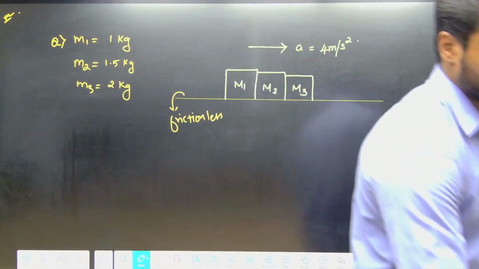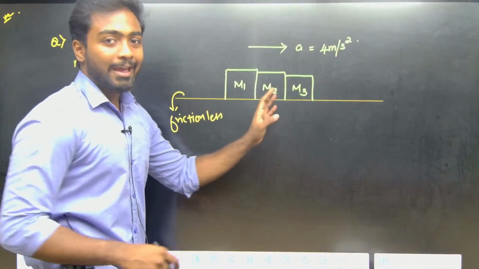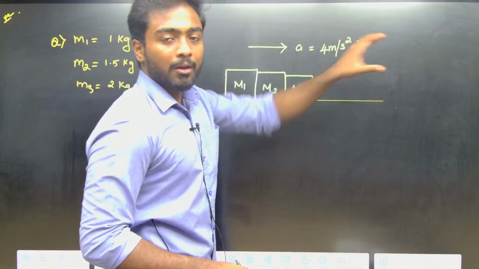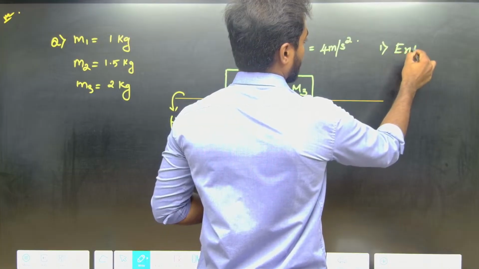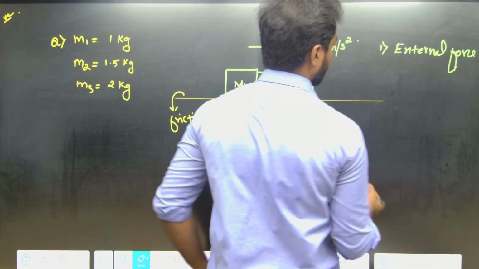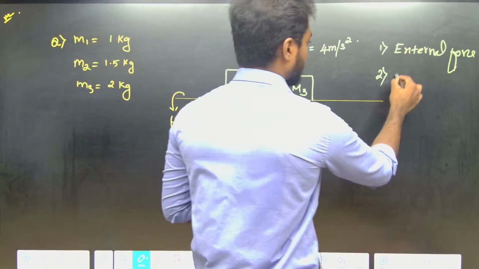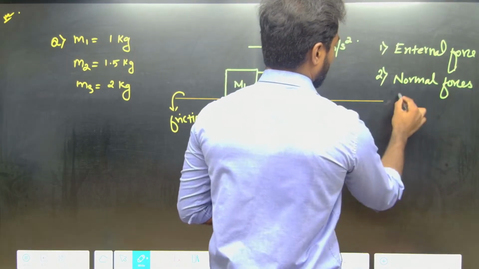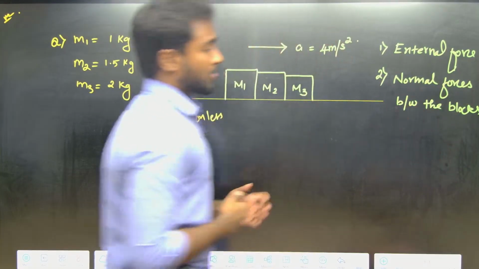So, 4 meter per second square. First question: find the external force we need to apply on the box so that the box will go with 4 meter per second square. Second question: the normal force between the blocks. So, these are my questions.